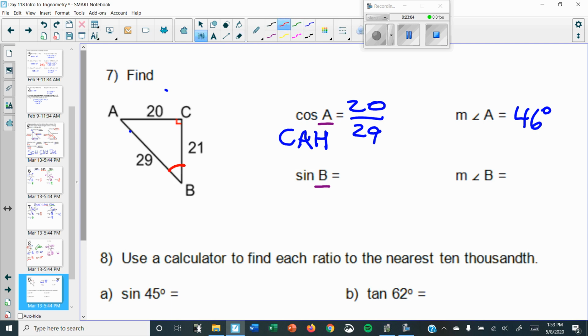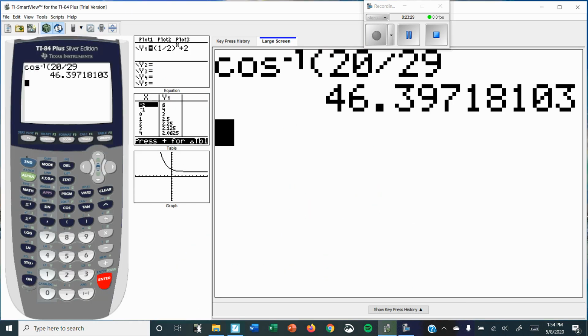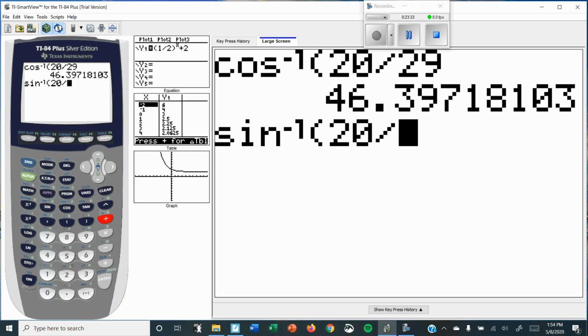So now we want angle B. This is still the hypotenuse because the right angle doesn't move, but now 20 is the opposite side, and 21 is the adjacent side. So for sine, we need SOH. We need the O and the H. If you notice, the O and the H is also 20 over 29 because we're talking about a different angle. So now to find the other angle, press second sine of 20 divided by 29.